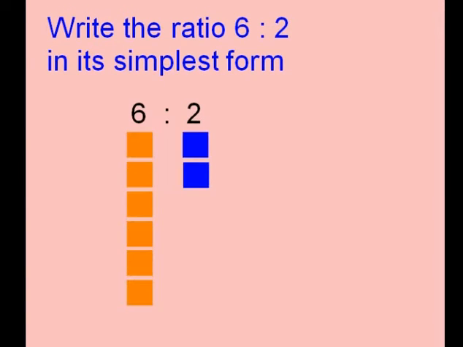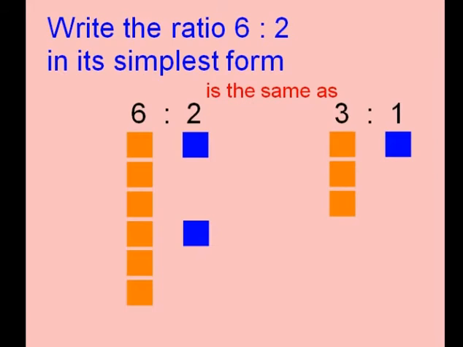I can illustrate it like this, with 6 orange squares and 2 blue squares. I can move this blue square down here, and now I can see that for every 3 orange squares, I've always got 1 blue square. So I can see that the simplest form of the ratio 6 to 2 is 3 to 1.